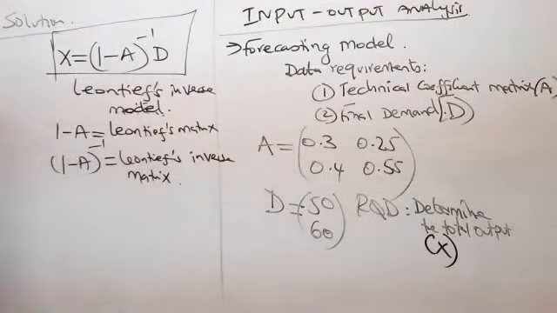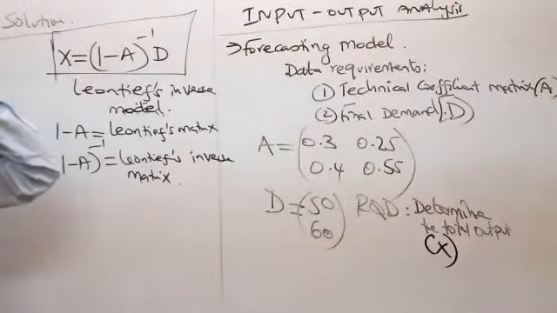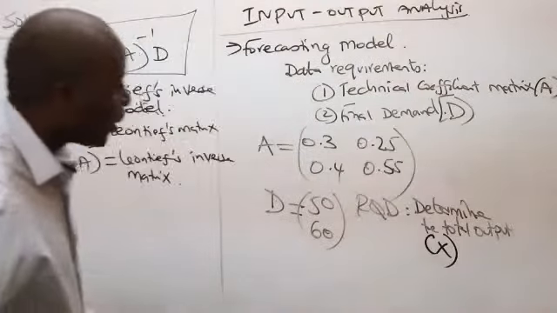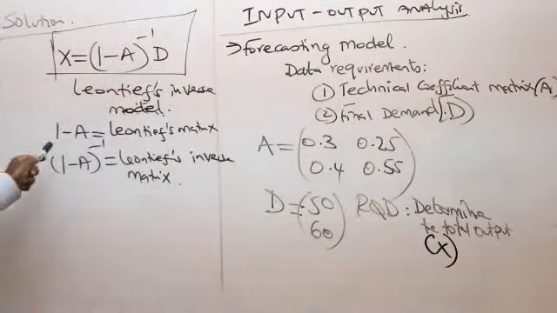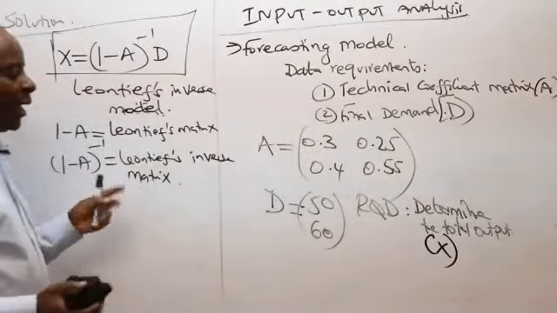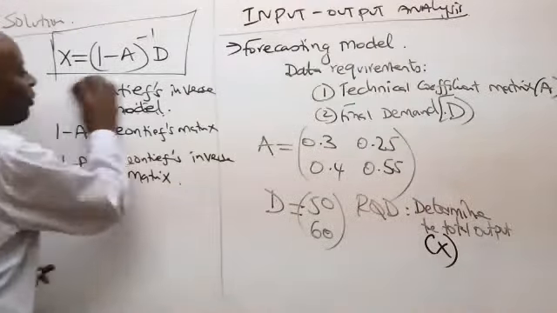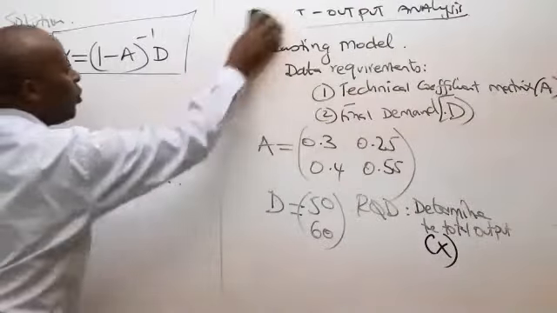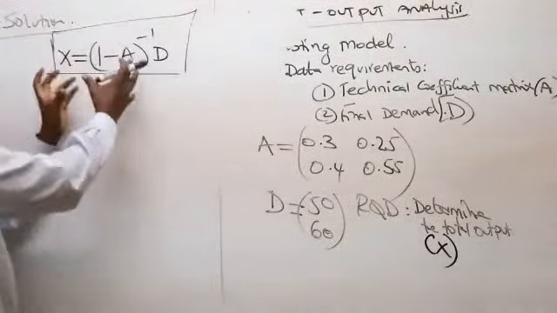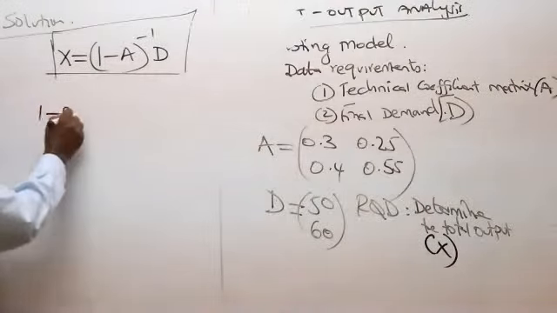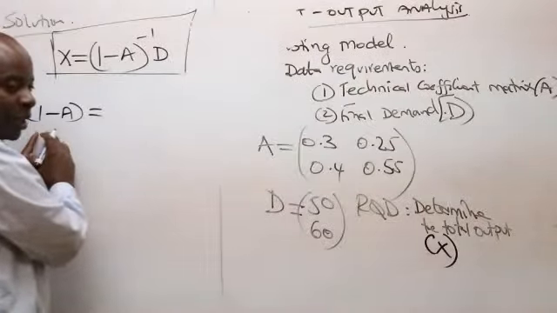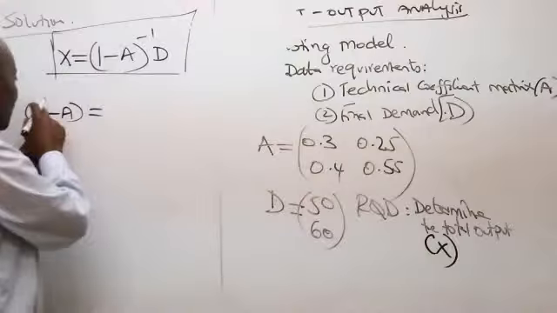Great. Listen to me very well. The first thing we want to do in this question, if you are following this model, is to get this Leontief's matrix, because it is the Leontief's matrix that we want to inverse. So we want to ascertain what we call I minus A. Remember, if you watched your matrices very well, this is not one.